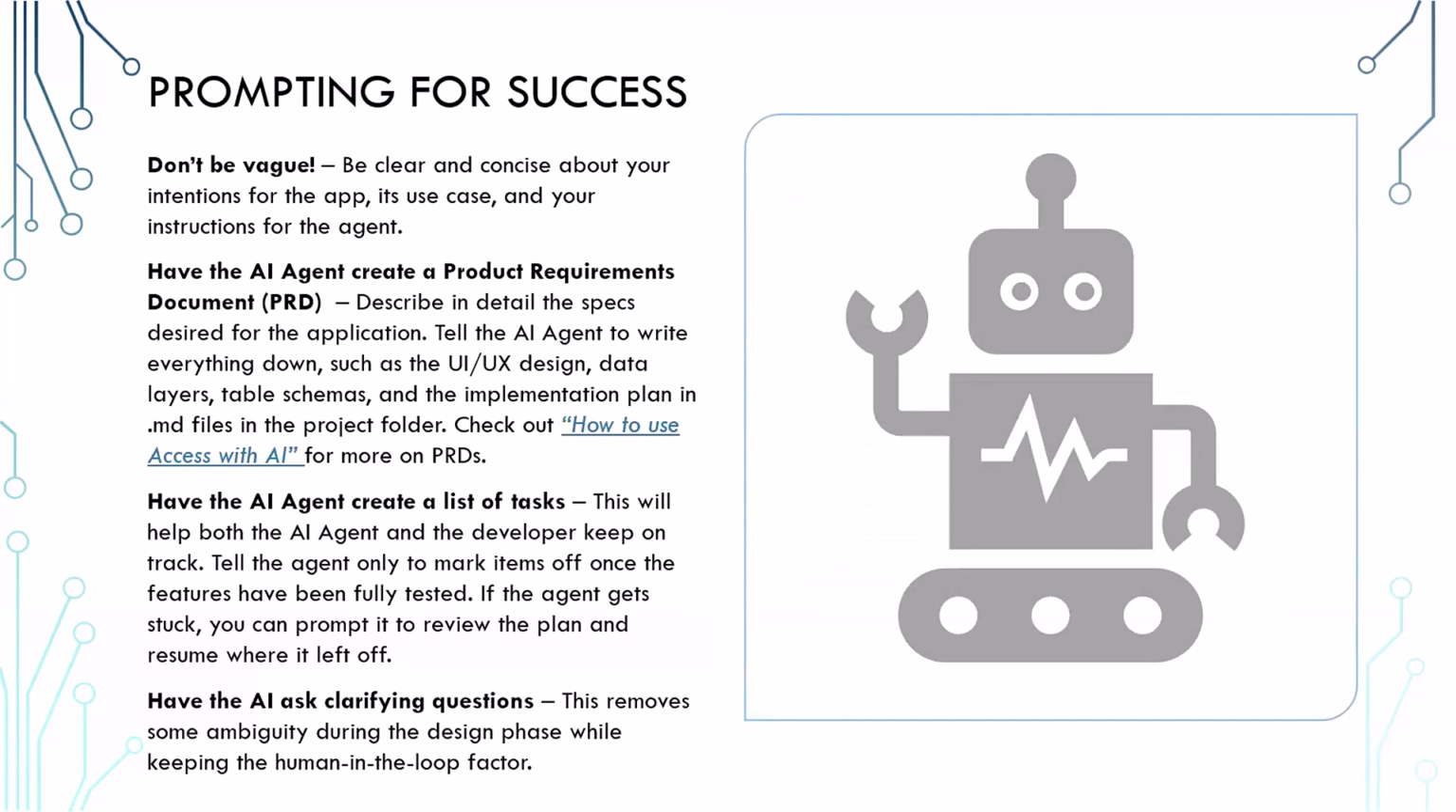Great. So now that we have that, you've got an AI IDE, you created a workspace. Now, what do you do? How do you prompt for success to create an Access database or these web components and stuff? So, first of all, don't be vague. These are models that are predicting the next token, right? So, it's good to be clear and concise about what you want, your intentions for the app, its use case, and your instructions for the agent.